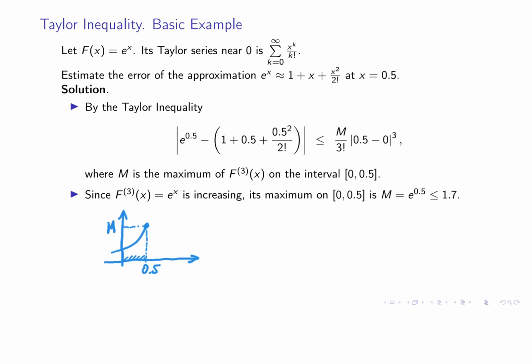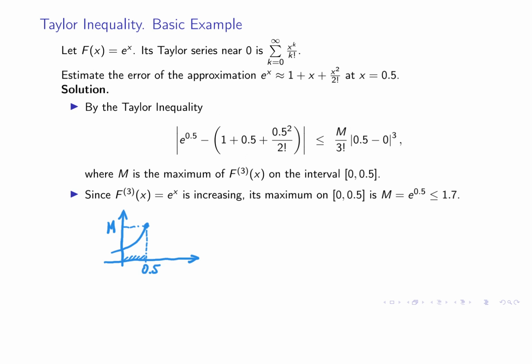Okay, so let's estimate this constant m. First, all the derivatives of the function e to the x are e to the x itself. In particular, the third derivative is still e to the x. This function is increasing, if you remember. So it reaches the maximum at the rightmost endpoint. So in our case, the rightmost endpoint is 0.5. So the largest value of m is e raised to 0.5, which is at most 1.7.